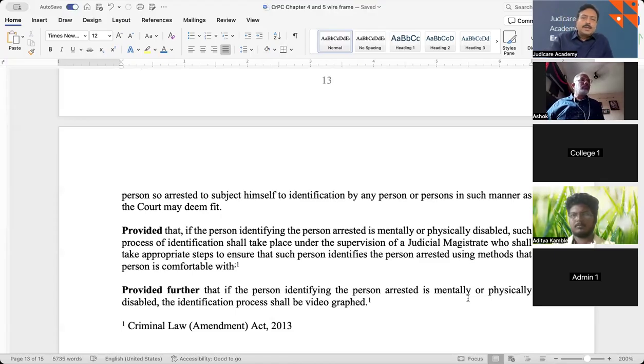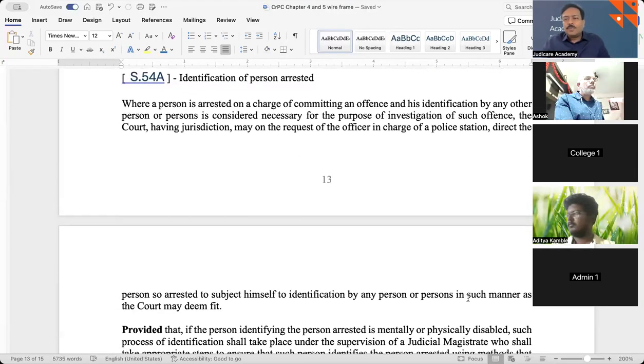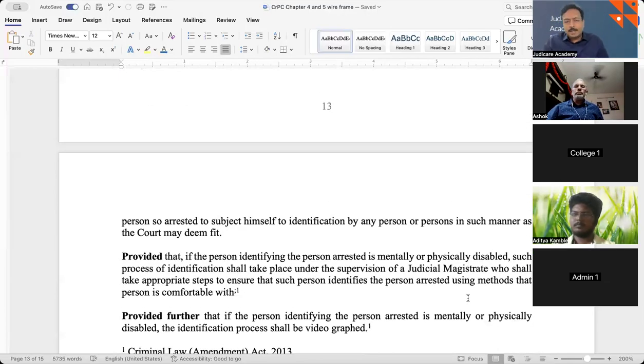So this is about the identification parade, through which the victim can identify the person who has really committed the crime. In case the victim is mentally or physically disabled as per the definitions of the law, a judicial magistrate has to be there. A proper psychiatrist has to be there, because the judicial magistrate will call for a psychiatrist. They will call for a relative to understand the particular person. Then this whole incident has to be recorded.